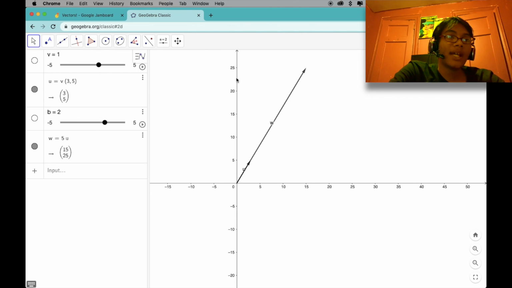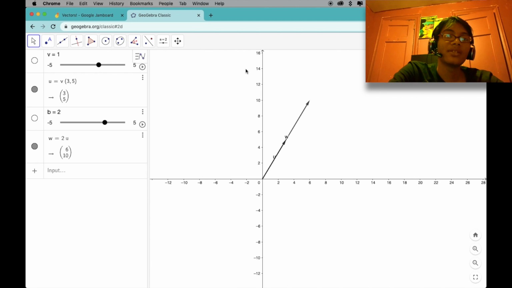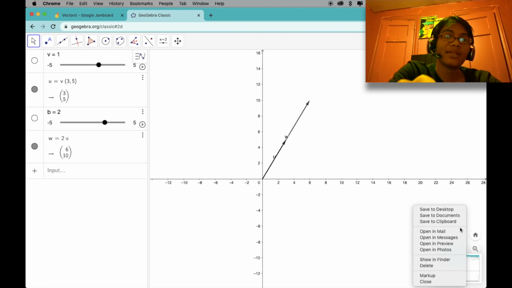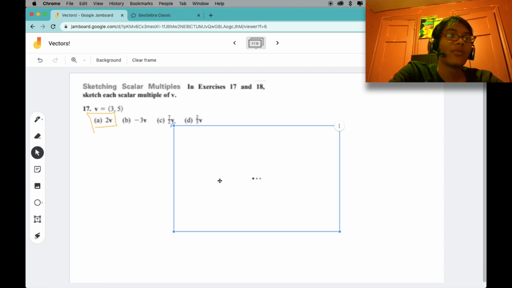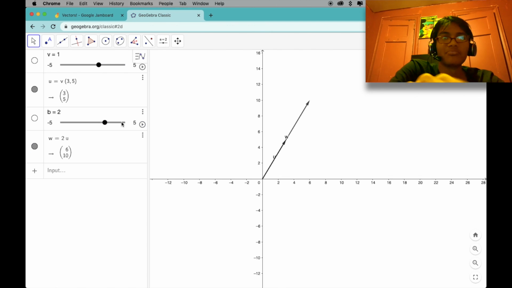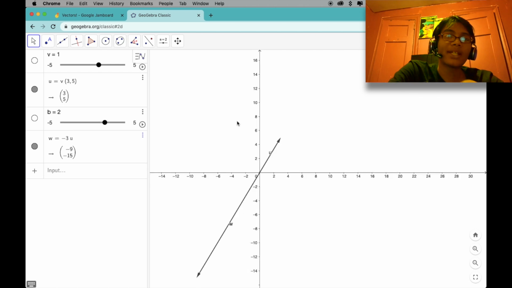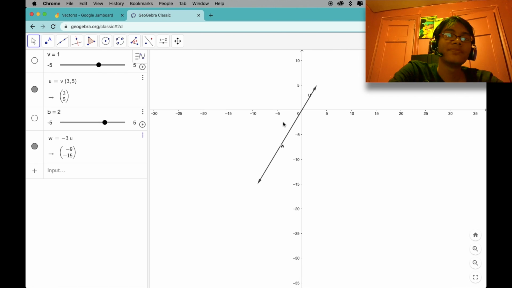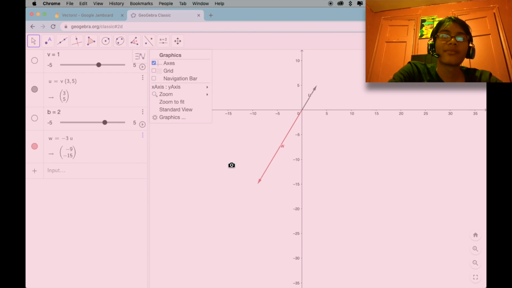So now, this is going to be 2 times our original vector. It's quite amazing that the math works out so nicely, and we can put that down for a. What about minus 3 times our vector? What's that going to do to our vector? Let's do it. Minus 3 times our vector. Enter, and boom, it pushes our vector into the other direction. This is our new vector. Minus 3 times our original vector pushes it into the opposite direction. Quite amazing.